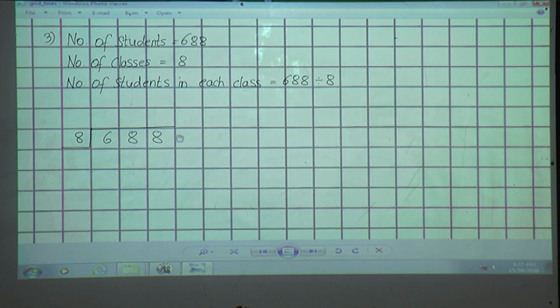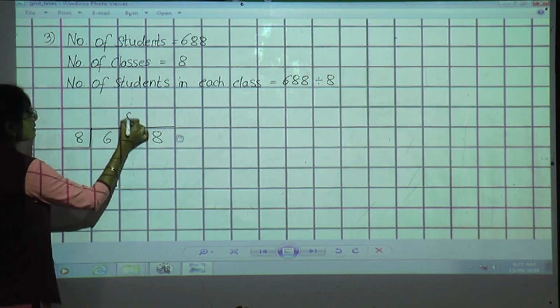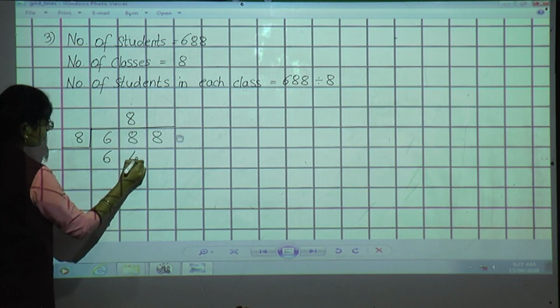Now see the table of 8. Can you see the number 68 in the table of 8? No, 68 is not there. Then we will see the smaller number than 68. Now see the table of 8. Which number is there smaller than 68? Yes, 64 is there. Okay, 8 8s are 64.